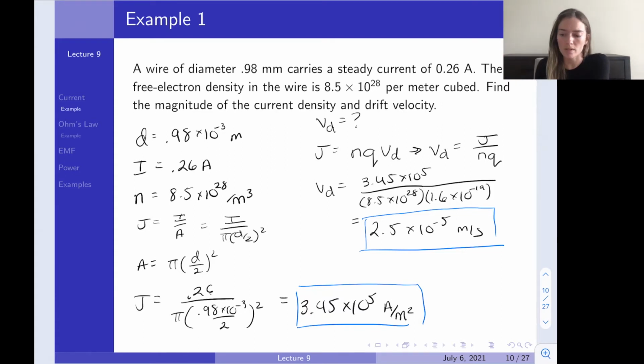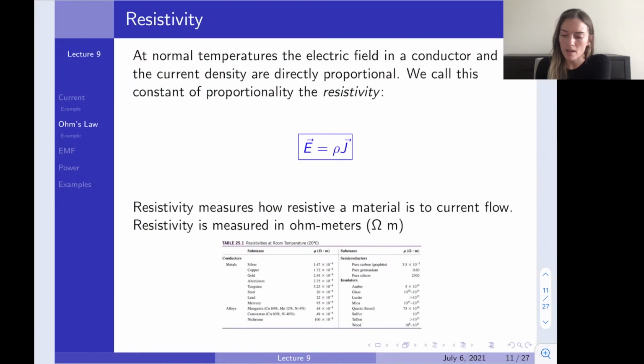So we're going to do a few more examples that go a little bit more deeply into current density and current tomorrow when we have a little bit more time. But for now, let's go on to resistivity.